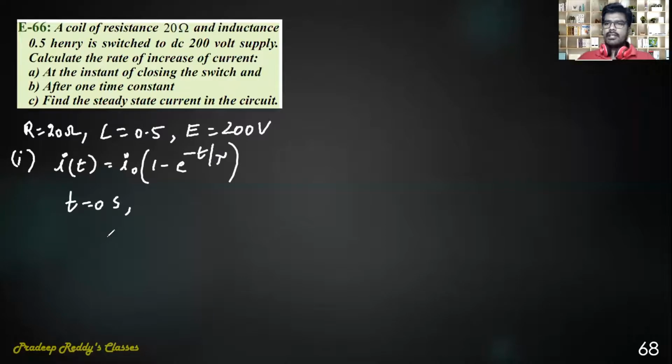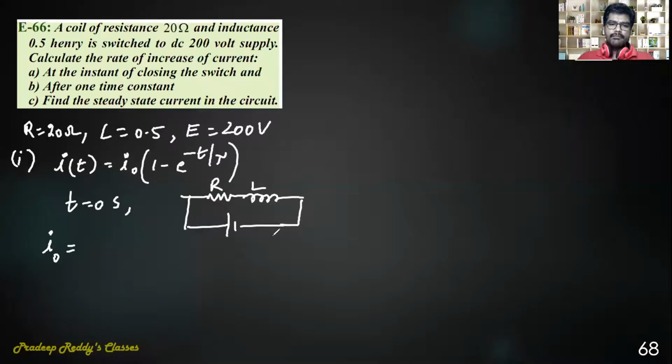Before that, let me calculate what is the maximum value of current in the circuit. So I naught is equal to, this will be the circuit. You have a resistor and an inductor connected to a DC supply. At time t is equal to 0, this is resistance R, this is L and this is E. At infinite time, L will act as a wire. Therefore, I will be equal to V by R. V is equal to 200 divided by resistance 20, which is equal to 10 ampere. So the maximum current passing in the circuit will be 10 ampere.